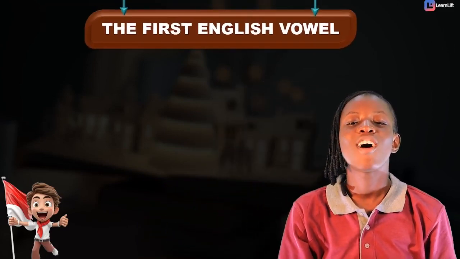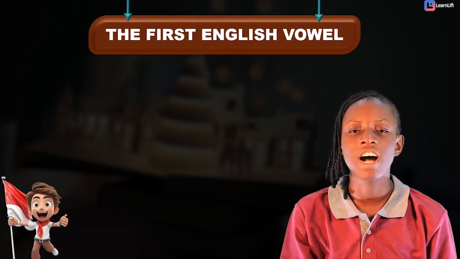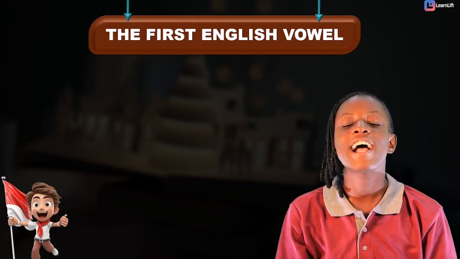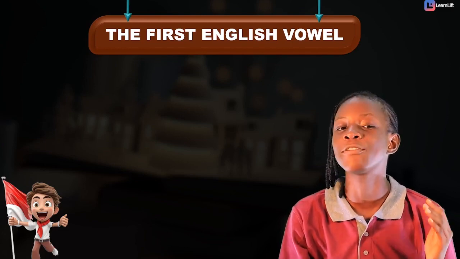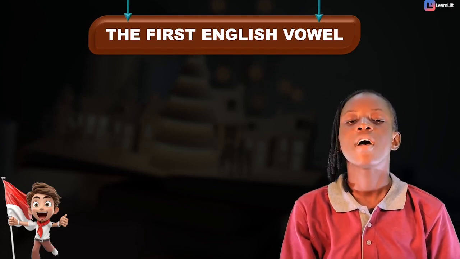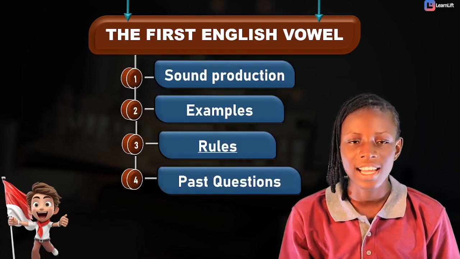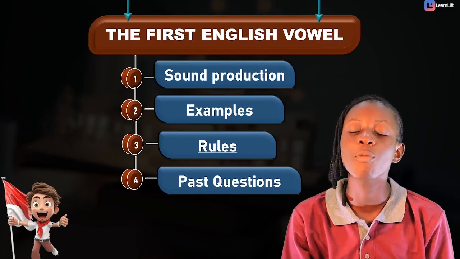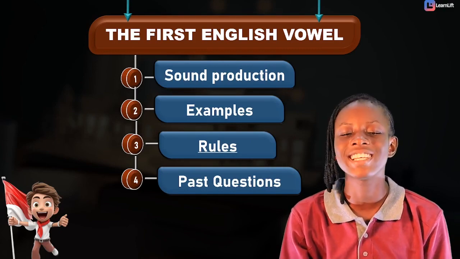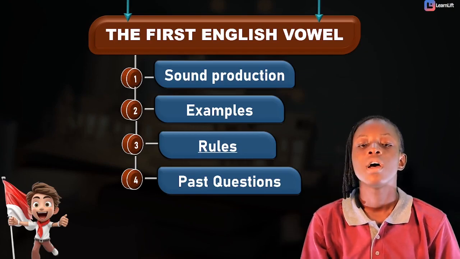In this class, we're looking at the introduction of the first English vowel. I want you to be attentive, follow this class and gain from it, okay? Moving on, we have the aims and objectives of this class. We're looking at the sound production of the first English vowel, its examples, its rules, and then its past questions, JAMB past questions, okay?